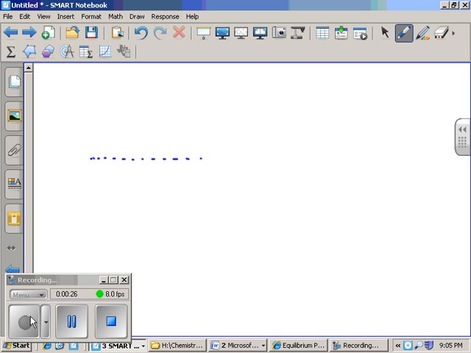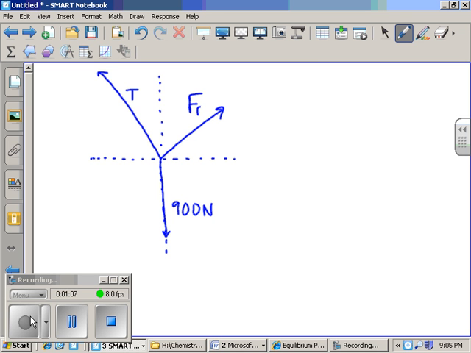If we draw a free body diagram for part B, now this bar is at an angle. We still have the 900 newtons down, and we still have a tension pulling up in this direction. But now our bar is pushing upwards also. So it's not perfectly horizontal anymore. We'll call that force bar.